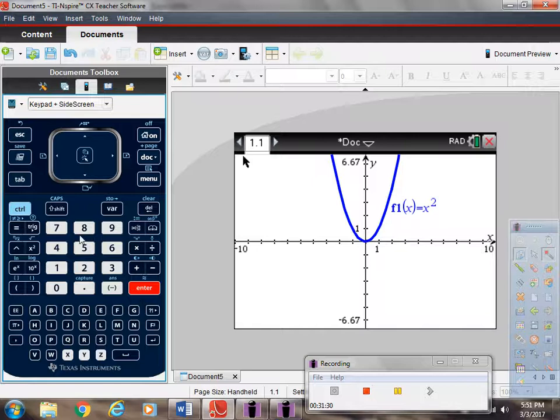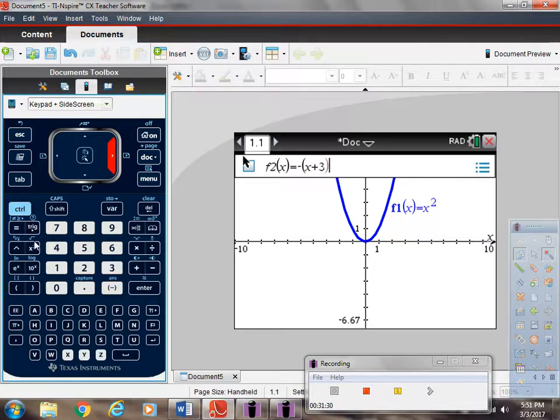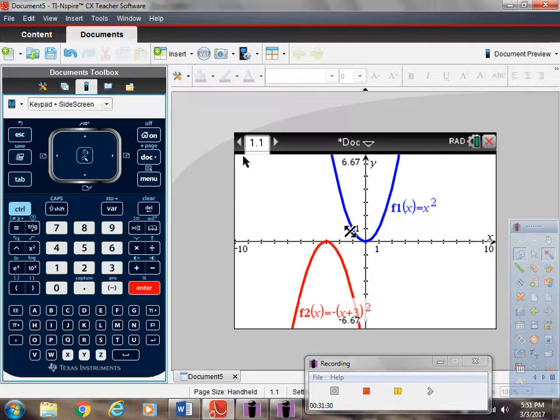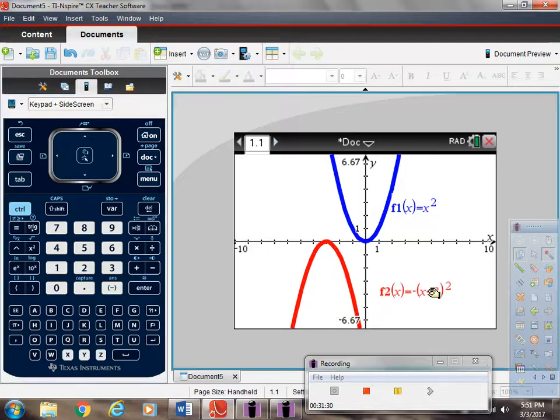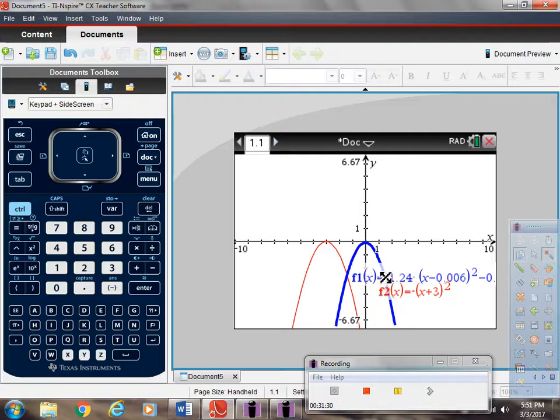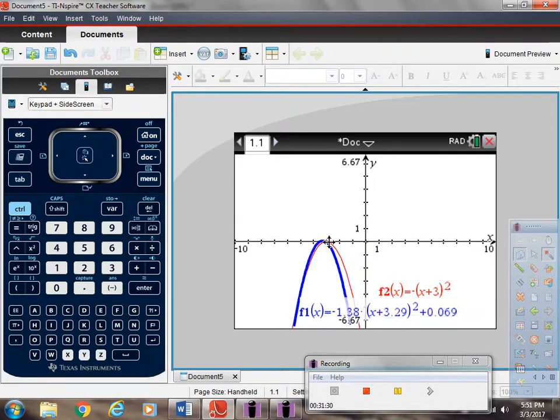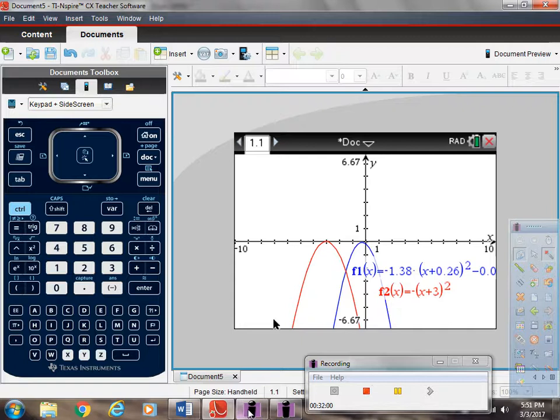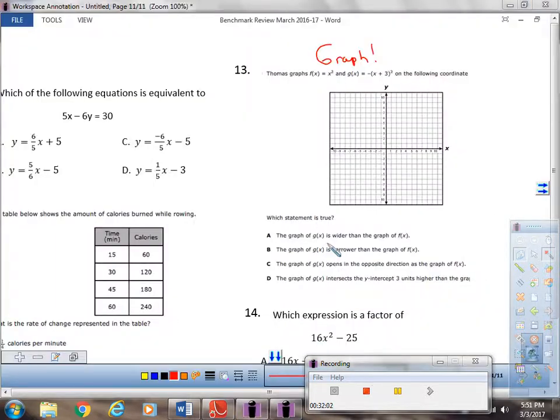Alright, so there's your x squared. We're going to hit the tab key and type in negative, parentheses, x plus 3 squared. Notice it did reflect across the x-axis. And it looks like it shifted to the left and flipped over. So it flipped over and then it shifted this way. Okay, so we just need to look at that. Didn't get wider, didn't get narrower, opened in the opposite direction. Yeah, it did do that.